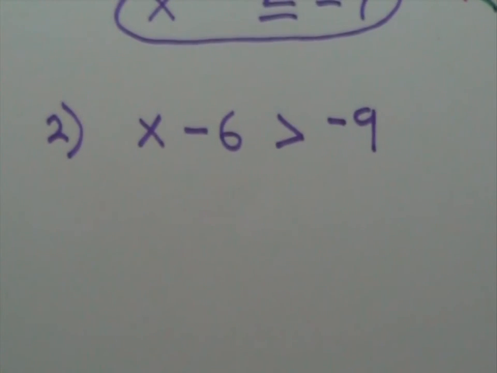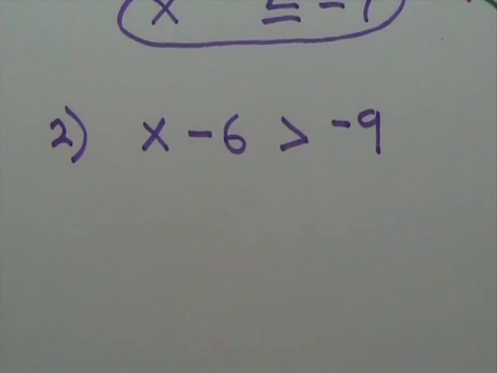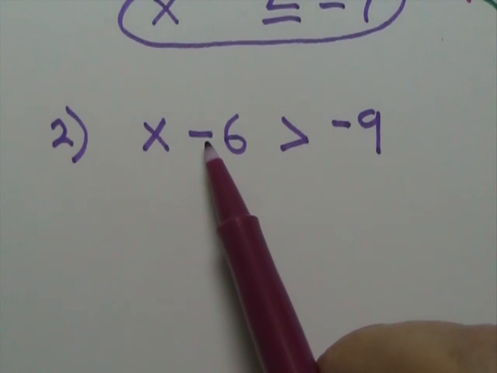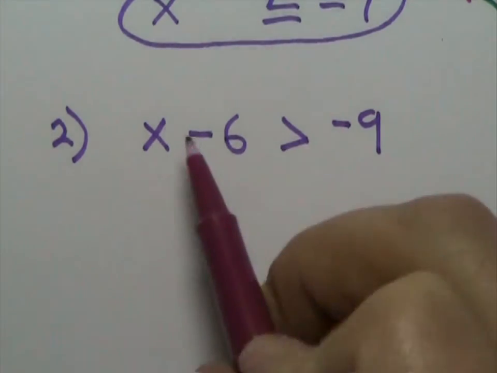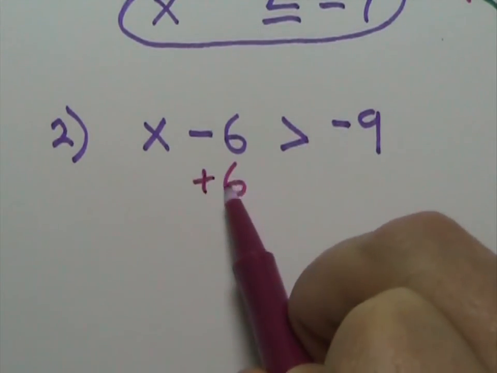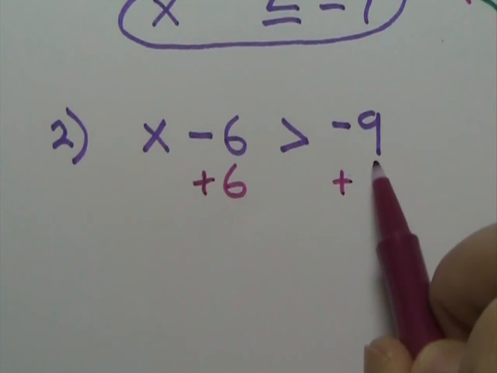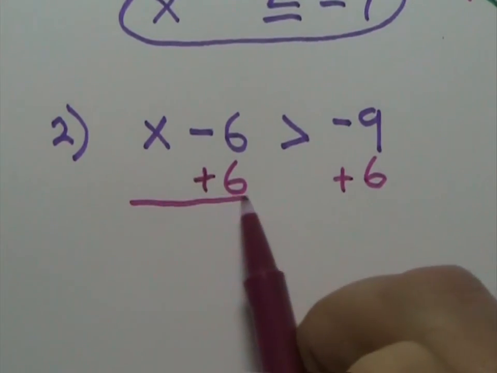Okay, number 2, we have x minus 6 greater than -9. So we have -6. To get rid of -6, I would do the opposite, add 6. You have to do it to both sides. You have to be fair.